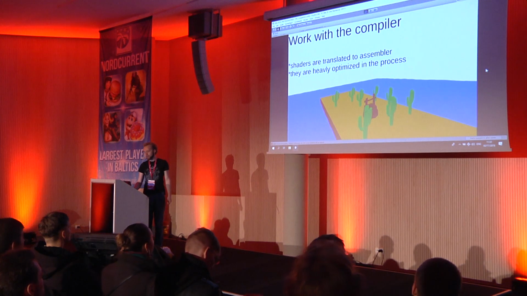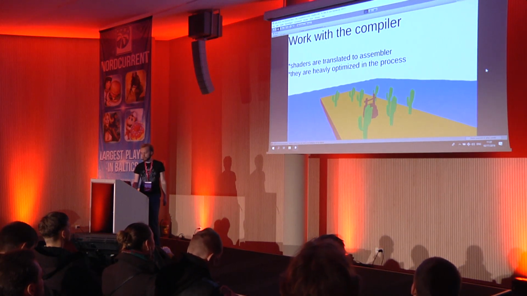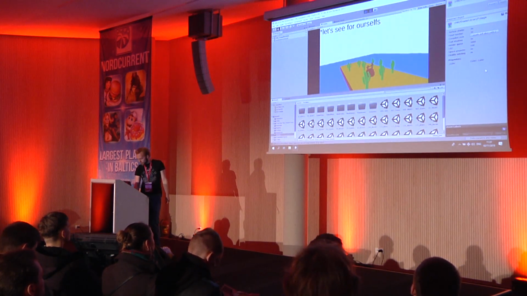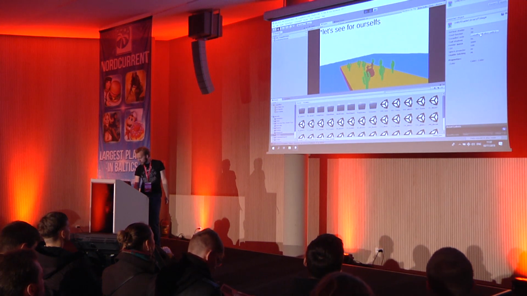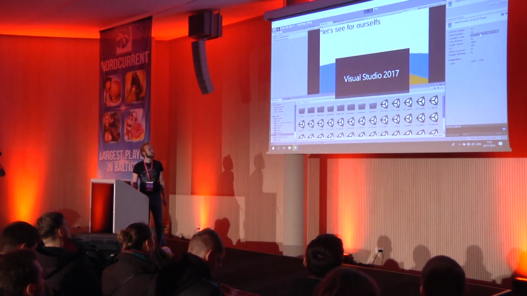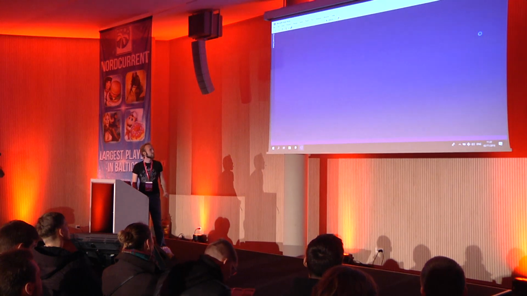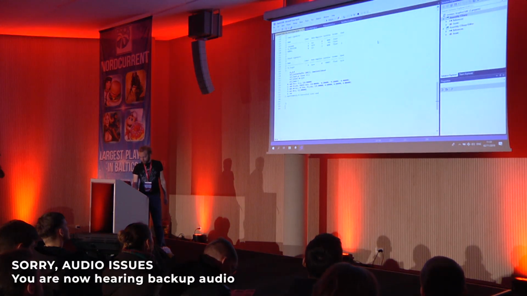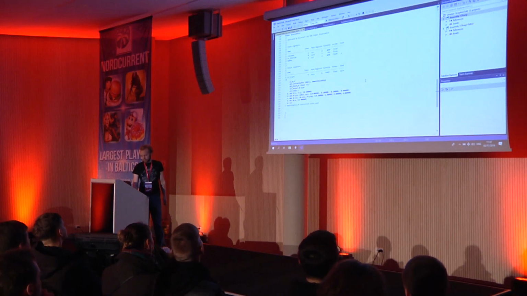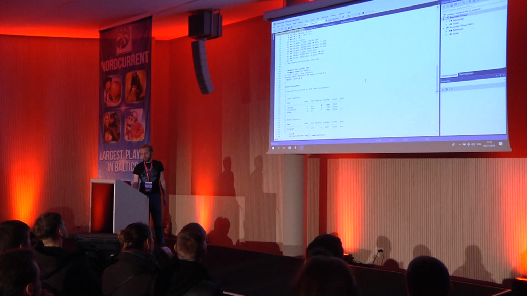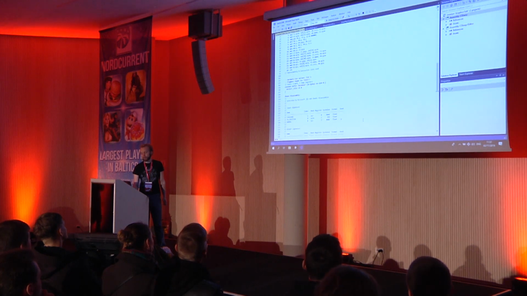One thing is that shaders are heavily optimized in the process. And the cool thing is that in Unity, when you select a shader, you can just click compile and show code. I probably should have opened Visual Studio before starting the talk. So this is what you would get for my foliage shader in this case. Basically it's going to give you some debug information and output the compiled code.